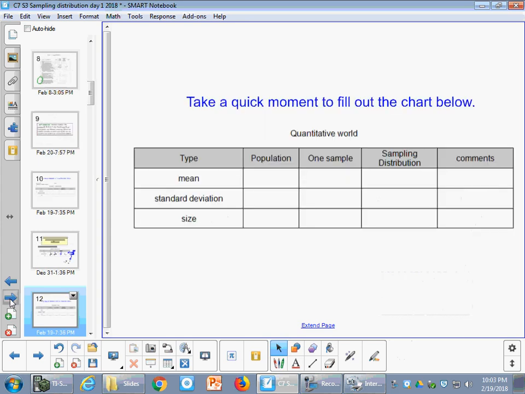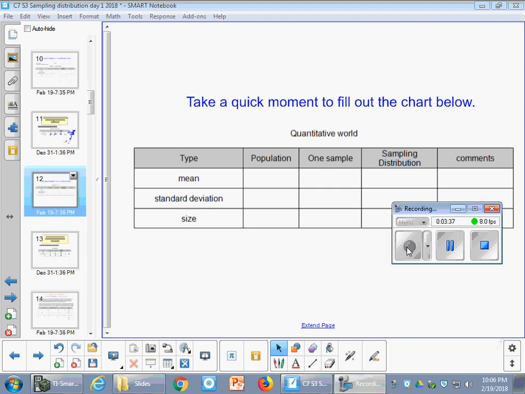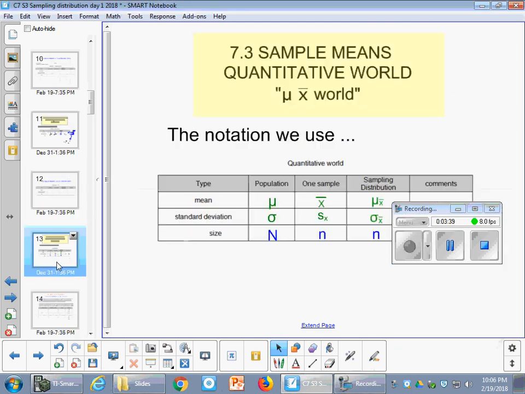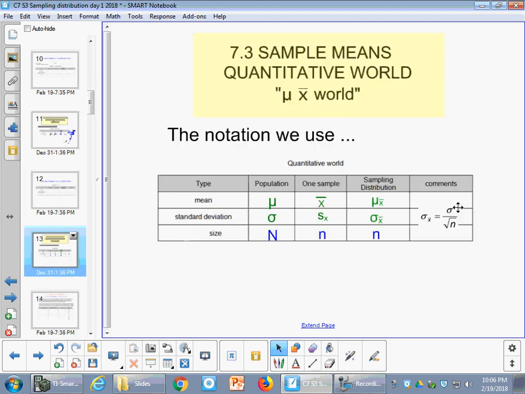All right, so let's go to the world we're going to be studying this week. And this is the x bar, mu world, so see if you can fill out the chart below. Okay. Here are the answers for the mu sub x bar world. Again, we know that mu equals mu sub x bar if we have unbiased estimators, and that helps with the simple random sample.